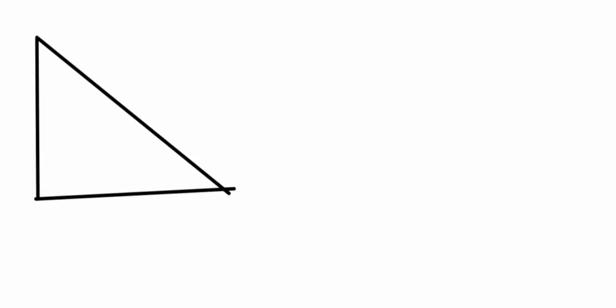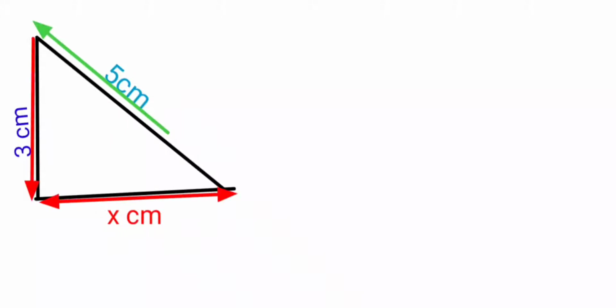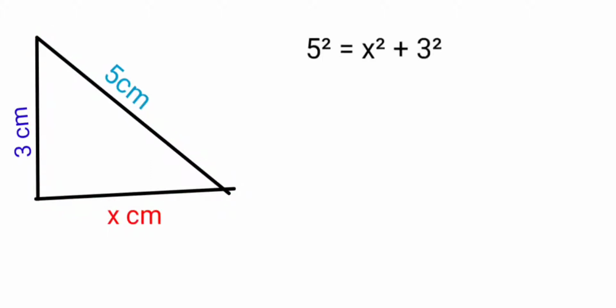Here is a right angle triangle. Its hypotenuse is given as 5 cm, the perpendicular is 3 cm and the base is x cm, which is unknown. We know the Pythagorean theorem: the sum of the squares of the base and perpendicular is equal to the square of the hypotenuse. So 5 square equals x square plus 3 square.